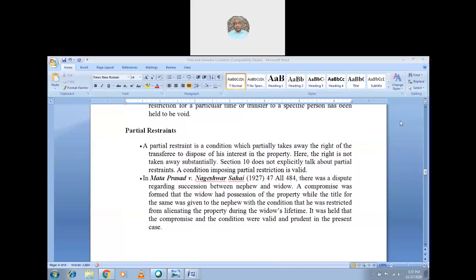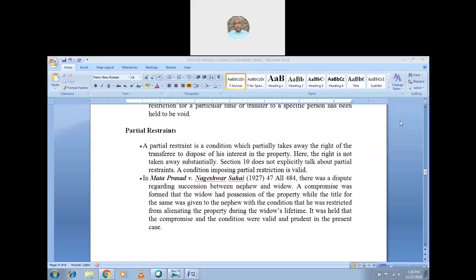A partial restraint is a condition. Partial means either 30 to 70%, or 50-50, or 60-40, in such a way we can say it is partial. A partial restraint is a condition which partially takes away the right of the transferee to dispose of his interest in the property. So here the right is not taken away substantially. The total right is not taken away, but partially that is taken away.